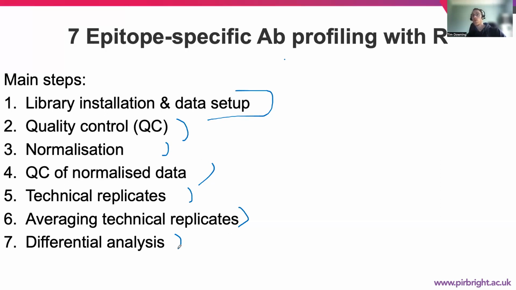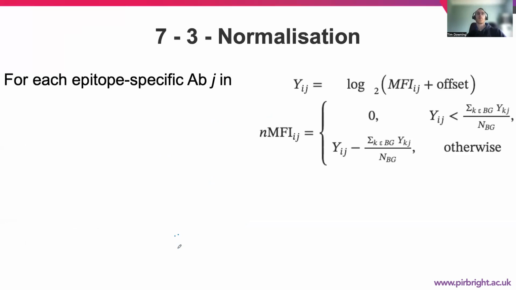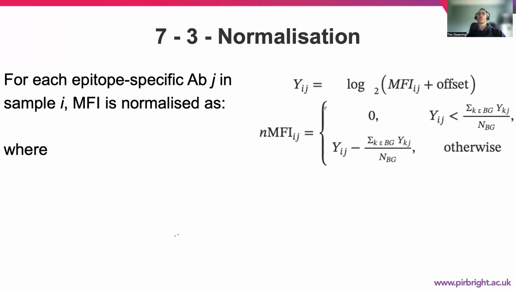It's worth noting the normalization approach here. So for each epitope-specific antibody j in sample i, MFI is normalized as this formula, where yi is the log2 scaled value plus the offset. So the offset should be some small value like 1 to prevent taking log2 of 0. That's our log2 scaled value, yi, and yi goes in here.